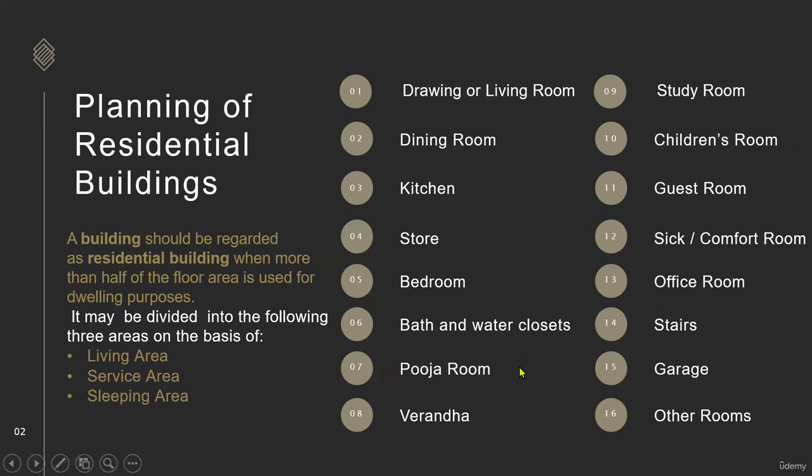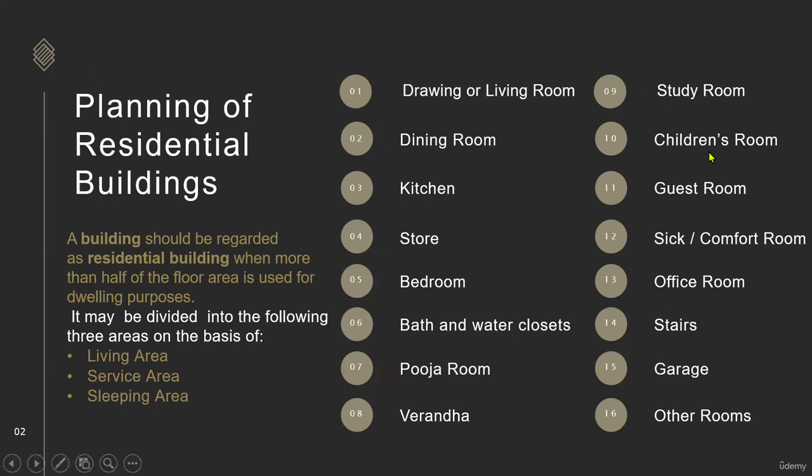Puja room, in the sense of prayer rooms. If you consider Indian families, in most cases they prefer a puja room or prayer room. Okay, so next one is the veranda or the balcony, which is required. Next one is the study room, which depends upon the requirements of the clients.